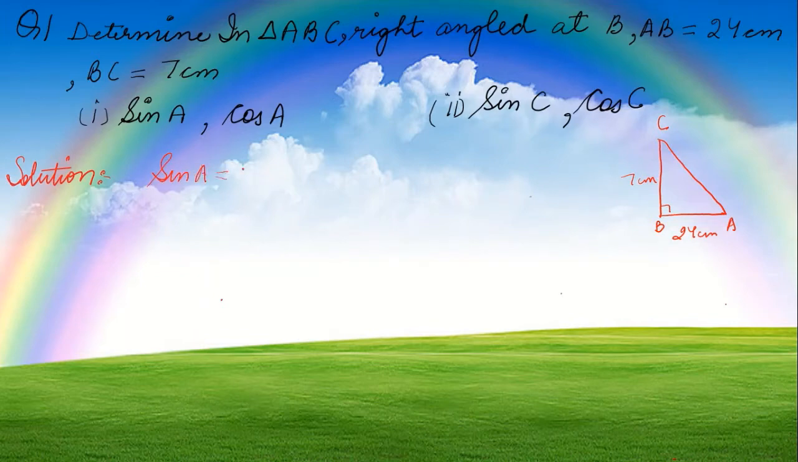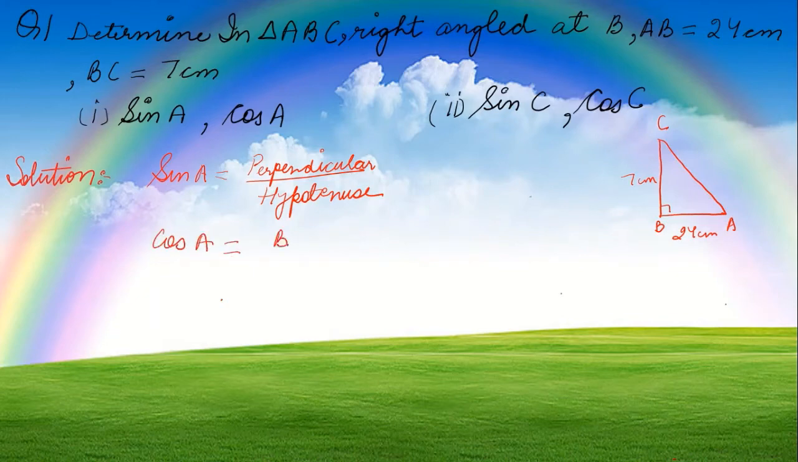Now you know sin A is perpendicular upon hypotenuse, and cos A is base upon hypotenuse. Okay.